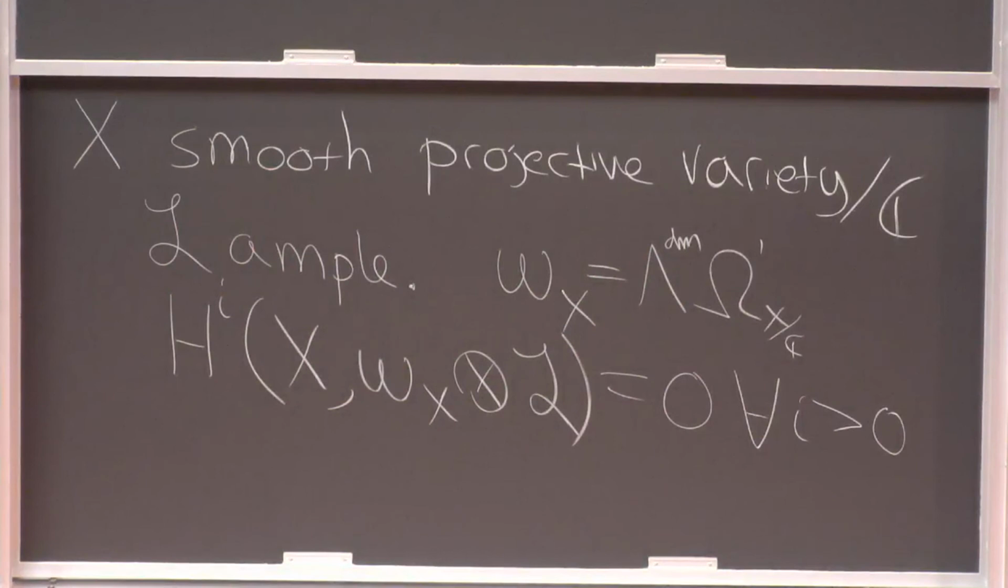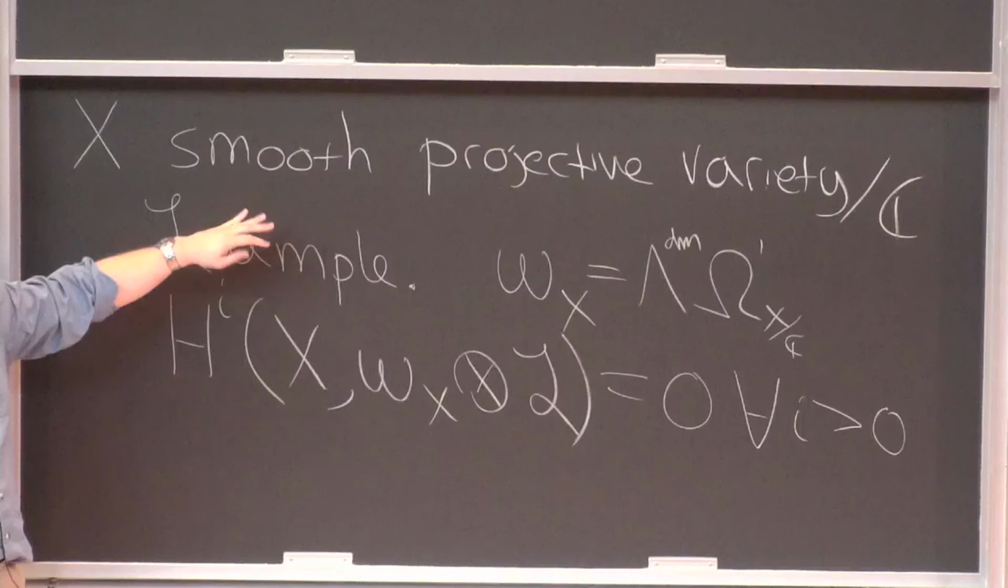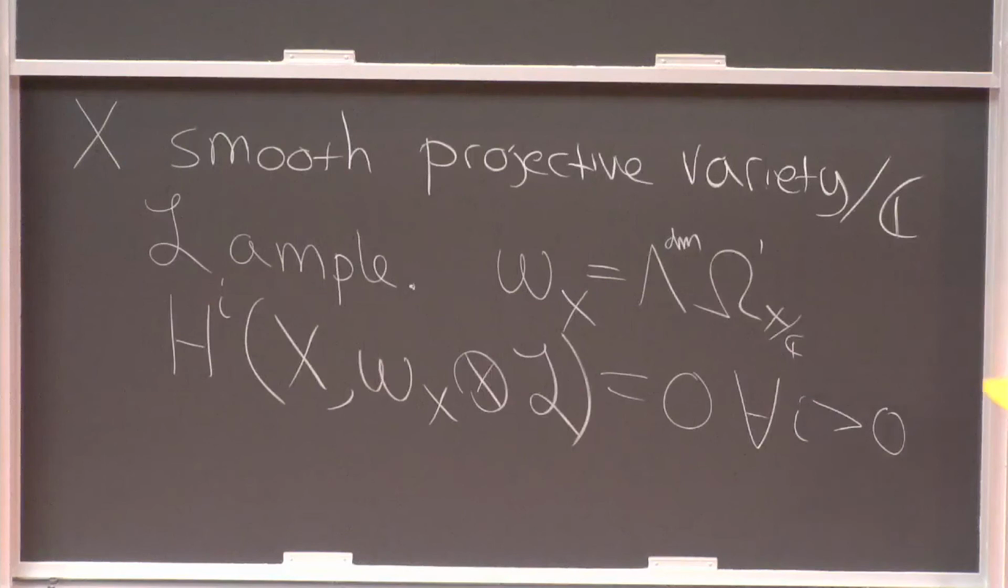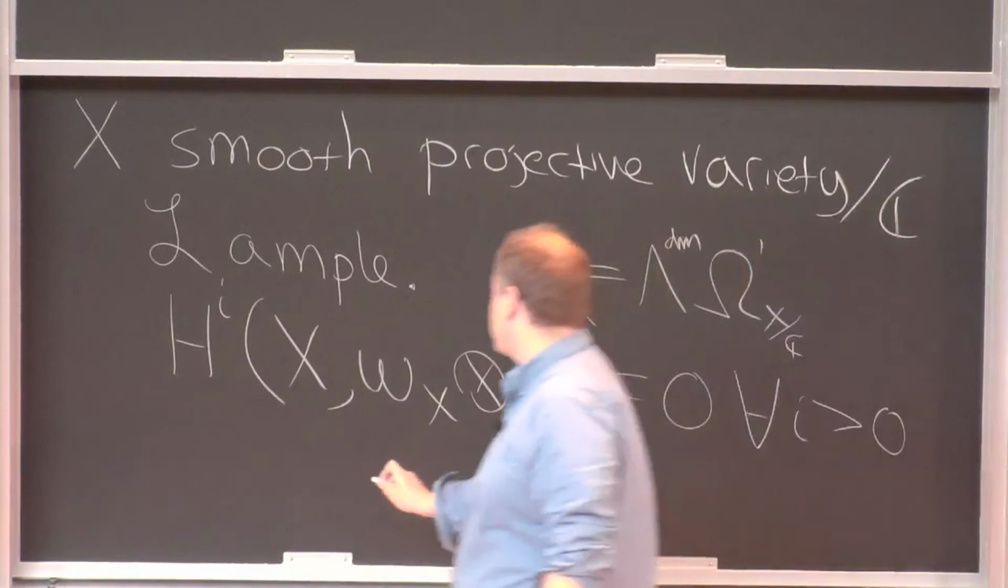And you can weaken this ample condition in various ways. Big and nef or big and semi-ample is fine. And there are all the other pairs versions which also weaken that condition a bit. But we're just going to start with this. And this is the statement that isn't true in characteristic P. So this is Kodaira vanishing.